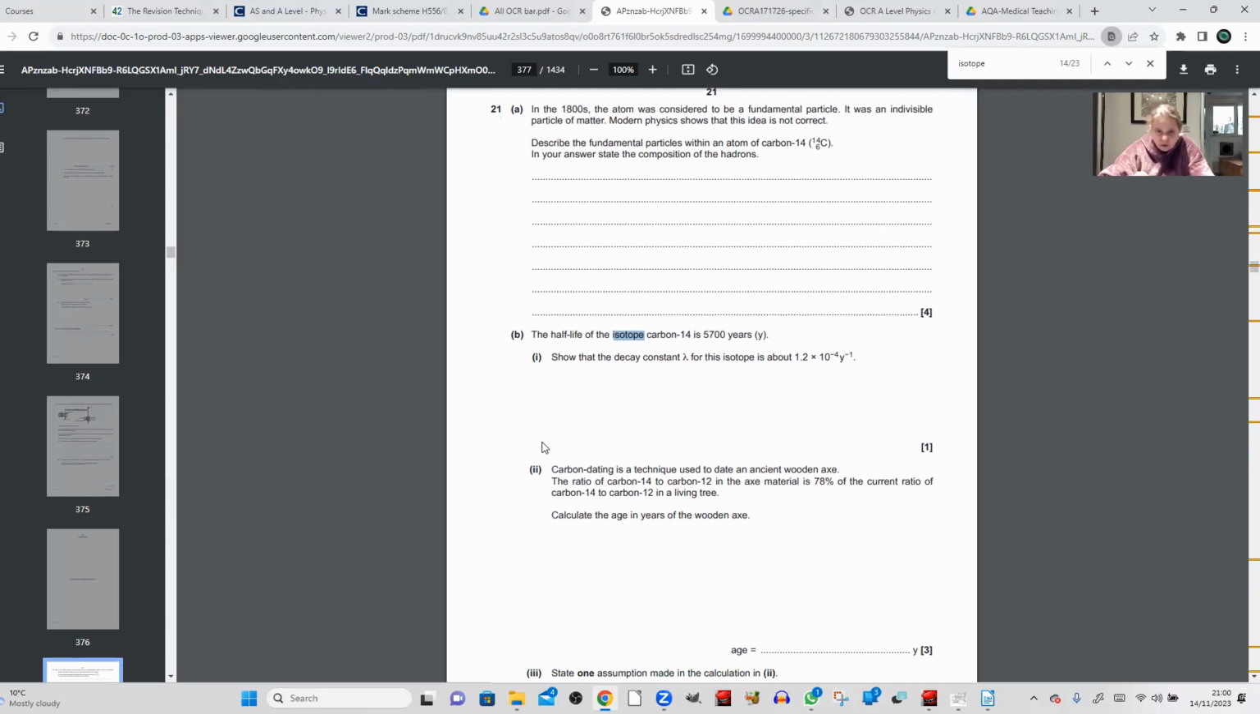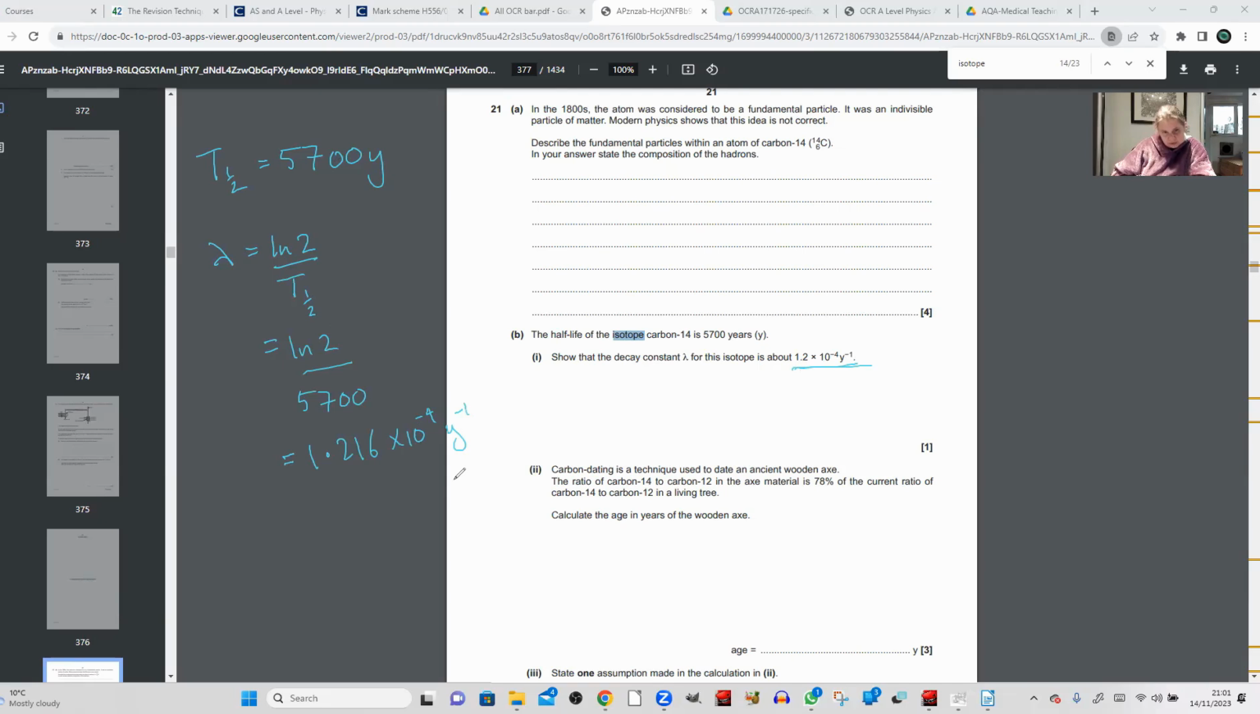Right, so then part B says the half-life of the isotope carbon-14 is 5,700 years. So T½ is 5700 years. It says show that the decay constant, and they've given it in years to the -1. Remembering that lambda is log 2 over T½, we've got log 2 over 5,700. If we leave this in years, we'll get our answer in years. So it's log 2 divided by 5700, and we end up with 1.216 times 10 to the -4 years to the -1.